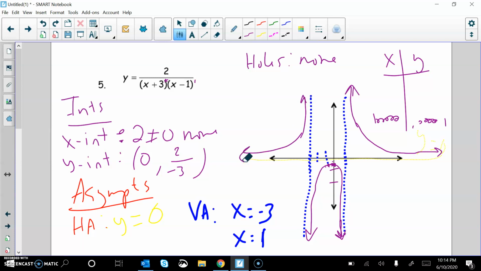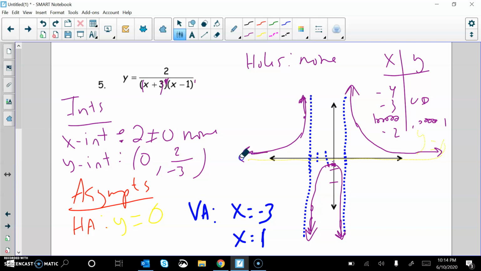It'll go in opposite directions because the multiplicity of x plus 3, which gave us that asymptote, is odd, so opposite directions. Again, if you're not sure, just pick some x values around it. So we know negative 3 is undefined. So we plug in negative 4. Plug in negative 2. Let's see where the points will lie to get you a better idea if you're unsure the directions that they go.